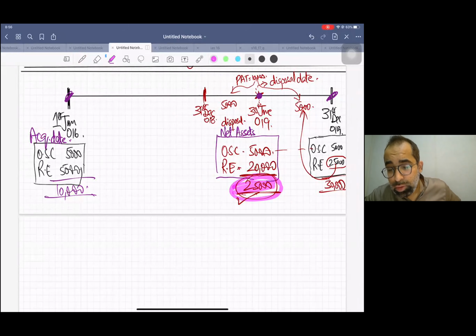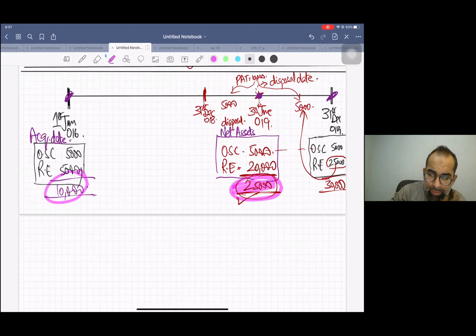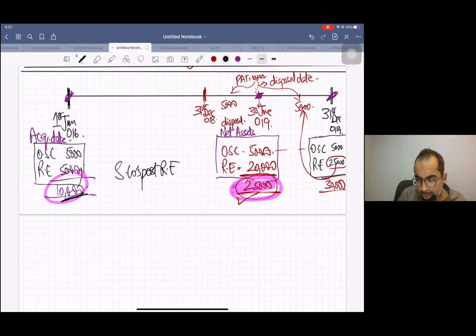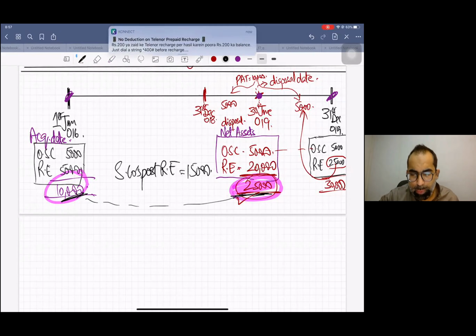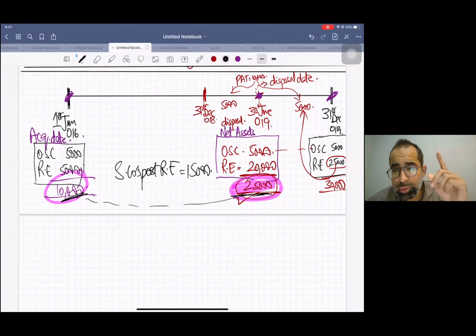Okay. And now, can anybody tell me what is the S company's post retained earning in this question to be included in consolidated reserve? Very good, excellent. One student told the S company's post retained earning. Which post retained earning you have to include? From your acquisition date to your disposal date. See, this is 25 minus 10 is 15. Okay, 25 minus 10 is 15,000. This is the S company's post retained earning, which you have to include in consolidated reserve working.